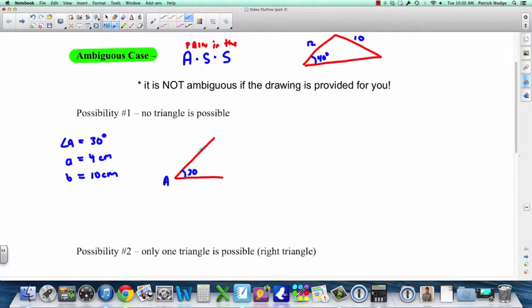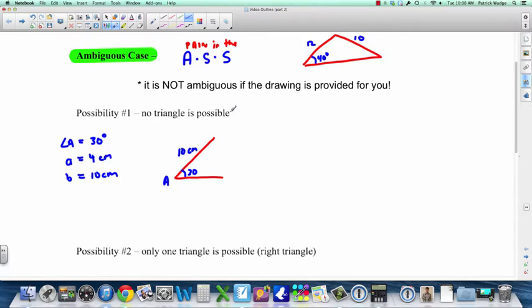The next thing I do is I name this side, and there's 2 sides I know. Could this be side A here? No, it couldn't, because side A has to be across from angle A. It has to be somewhere over here. So this would be side B. So I'll label this as 10 centimeters.